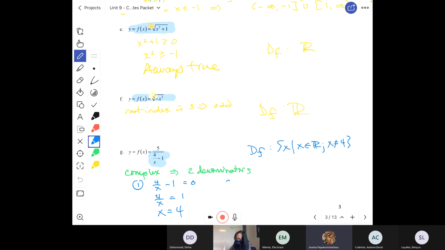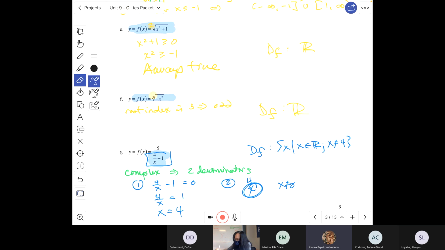Just look at this. Look at this in general. I see a fraction. X can't equal 0 either, right? Does everybody see why it can't be 4 or 0? Yeah. Okay. Because 0 would make it undefined.